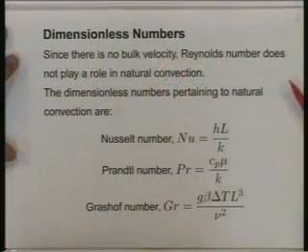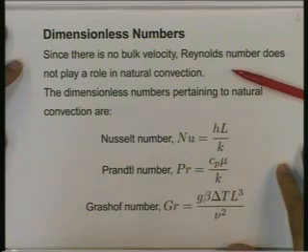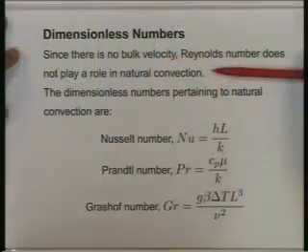associated with the phenomena of natural convection. First, we should note, and we will always or quite often compare the process of natural convection to that of forced convection. Since there is no bulk velocity in natural convection, there cannot be a physical reference velocity, and hence the Reynolds number will not play a role in a situation of natural convection.